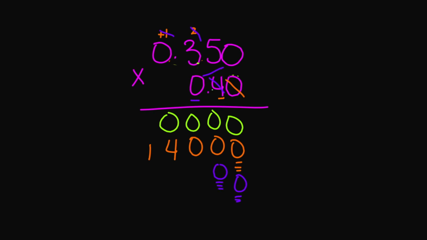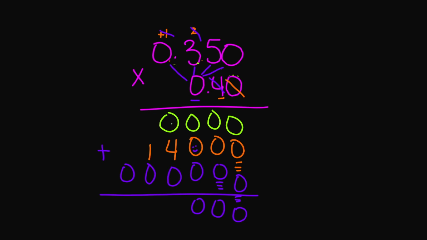So 0 times 0 is 0. 0 times 5 is 0. 0 times 3 is 0. And then 0 times 0 is 0. Now we're going to add. So 0 plus 0 plus 0 is 0. 0 plus 0 plus 0 is 0. And then 0 plus 0 plus 0 again is 0.